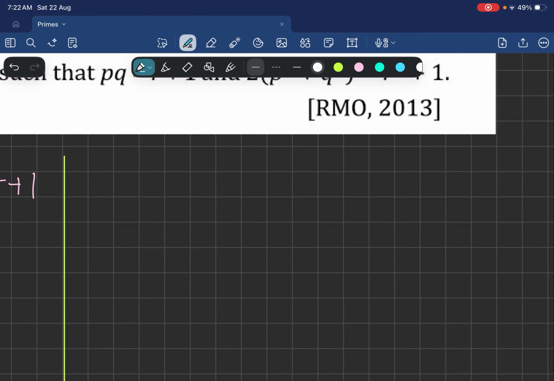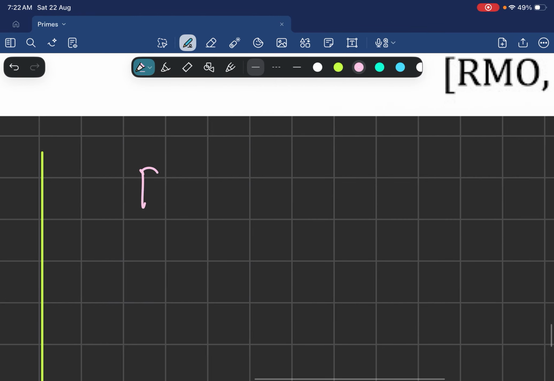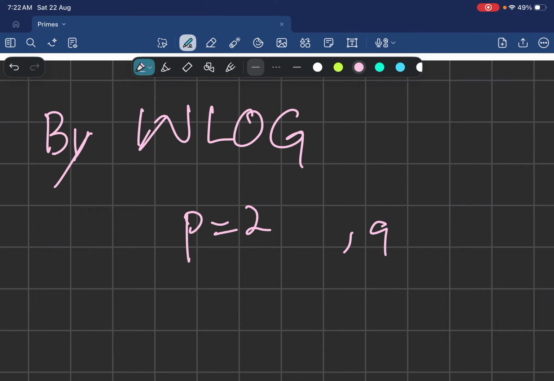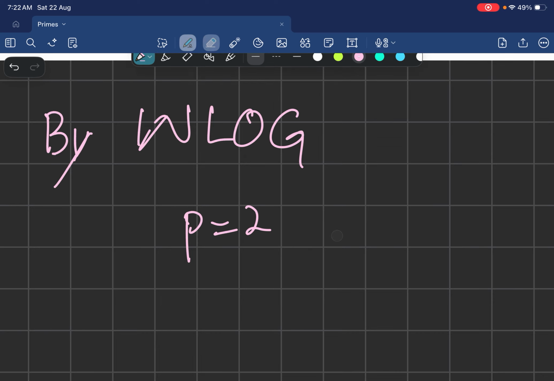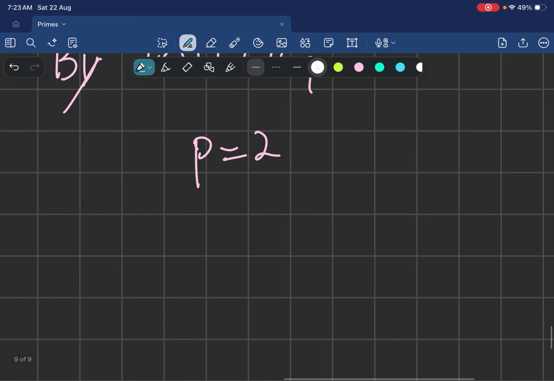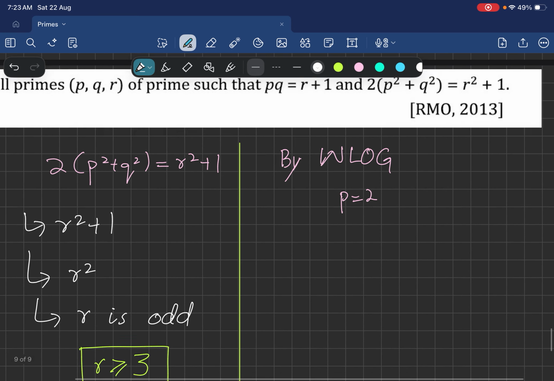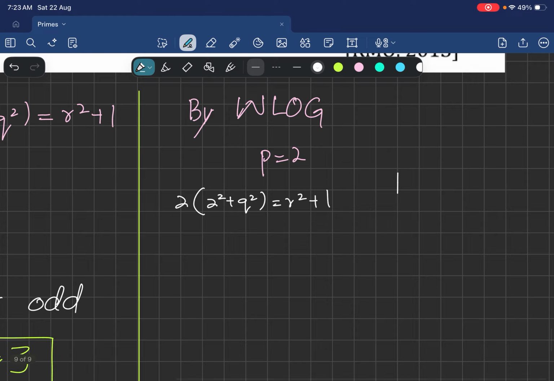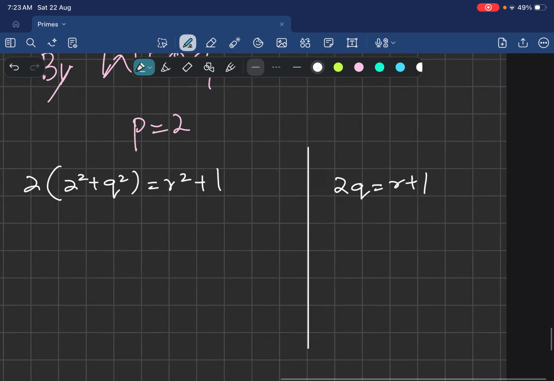So, without loss of generality, we can assume that P is equal to 2. You can do Q as well because both are symmetrical, it doesn't matter. Okay, P is equal to 2. Let's plug back into our original expression to see what values we can get out. 2 square plus Q square is equal to r square plus 1. This is our first expression, and let's plug into our second expression, which is PQ is equal to r plus 1. Since P is equal to 2, I can write it as 2Q equals r plus 1.